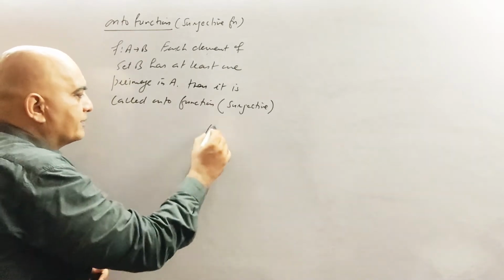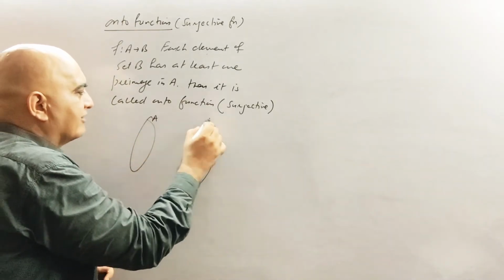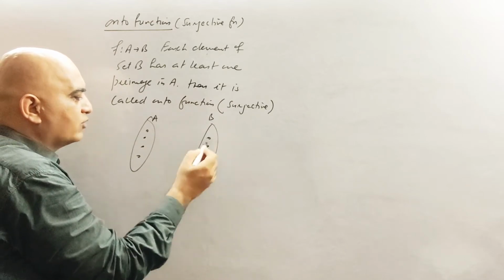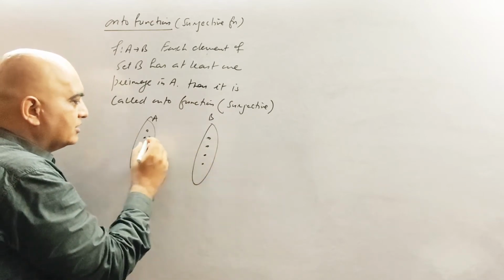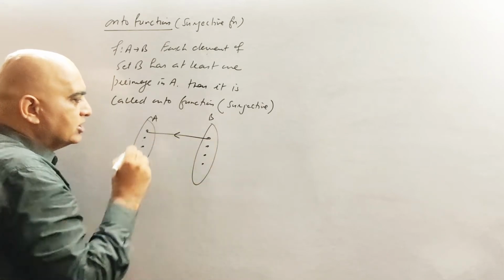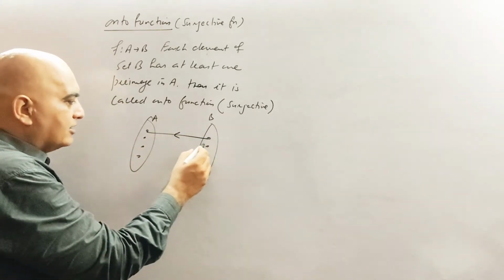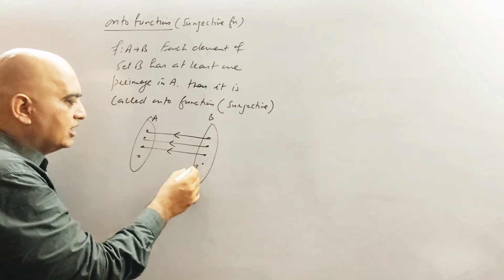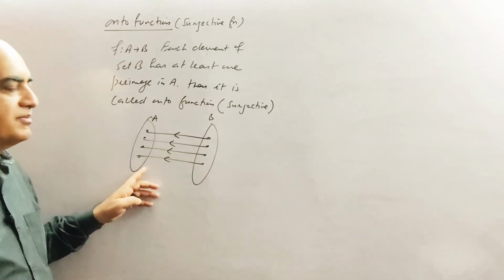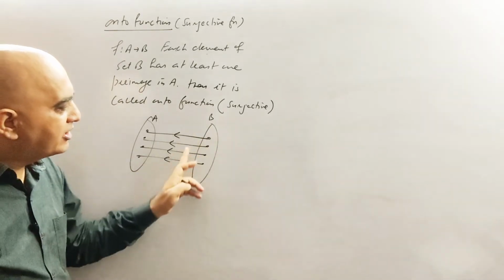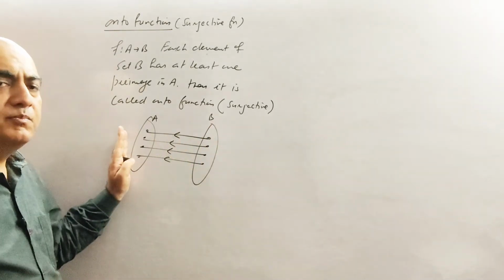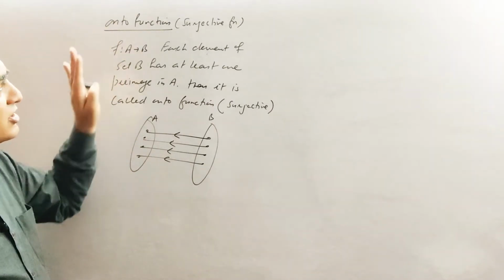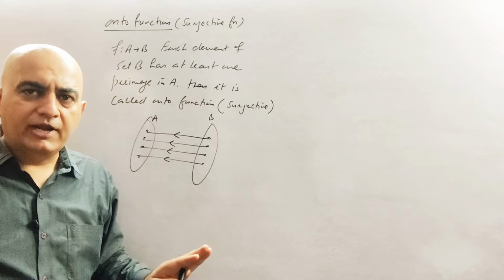It means if you have two sets A and B available, and this contains four elements, this also contains four elements, and this has a pre-image in A, this also has a pre-image in A, this also has a pre-image in A, and this element also has a pre-image in A. It means each element of set B has one pre-image in A. In that case, we say that the given function is an onto function, right?